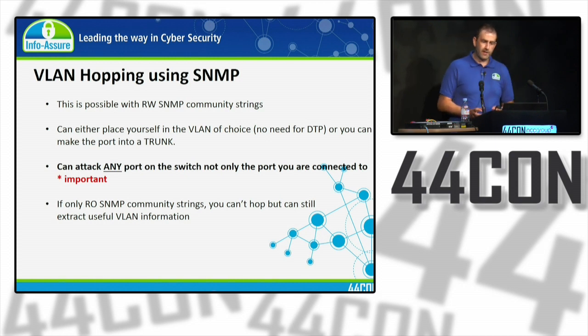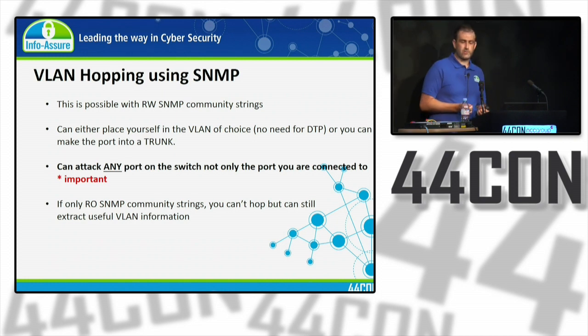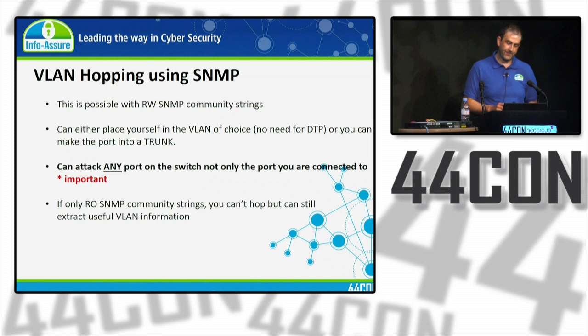So using SNMP, you can extract really useful VLAN information. You can even VLAN hop without the need for DTP at all, which is the main focus of this talk. The great advantage with this method is you can actually alter any port on the switch, so not just the port you're connected to. So with DTP, you can only attack the port you're actually in at that time. If you can get SNMP writable strings, you can attack any port on the switch.